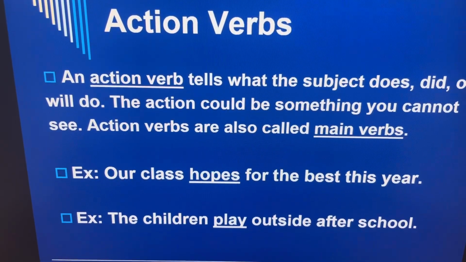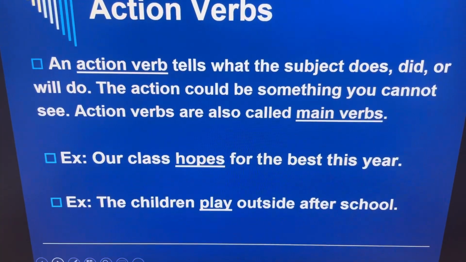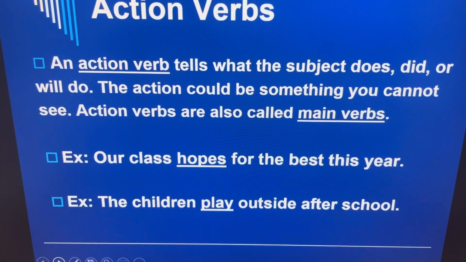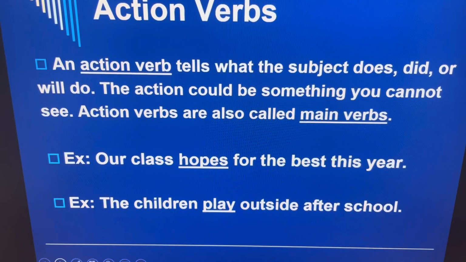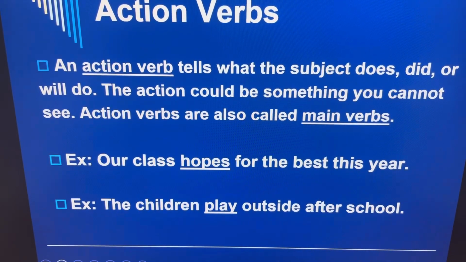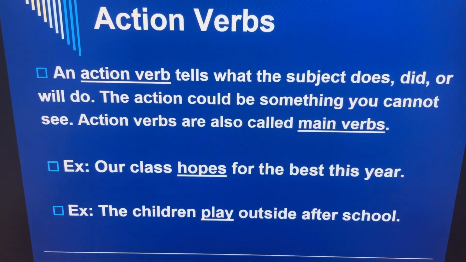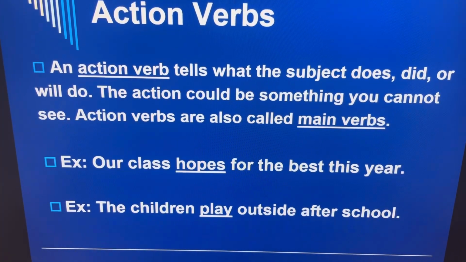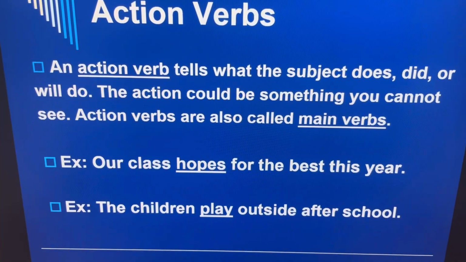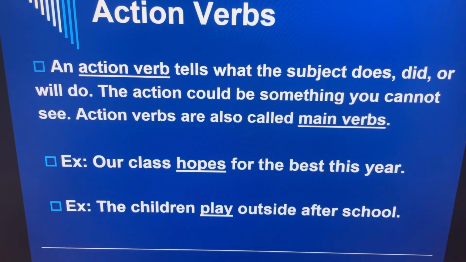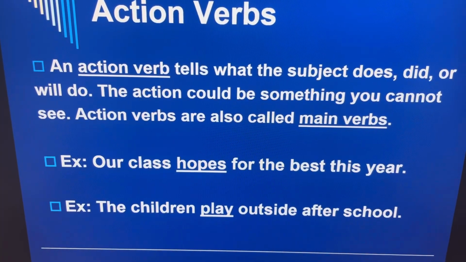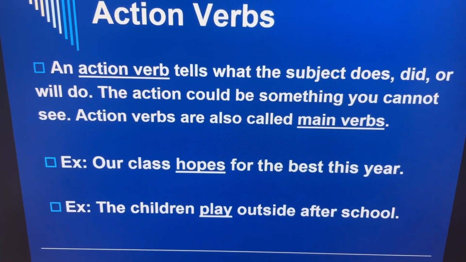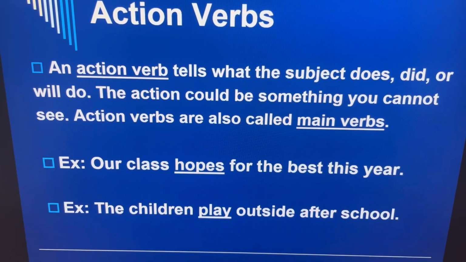So here an action verb tells what the subject does, did or will do. So three tenses are there. Focus on this one, students: the three tenses are does, did or will do. The action could be something you cannot see. Action verbs are also called main verbs.